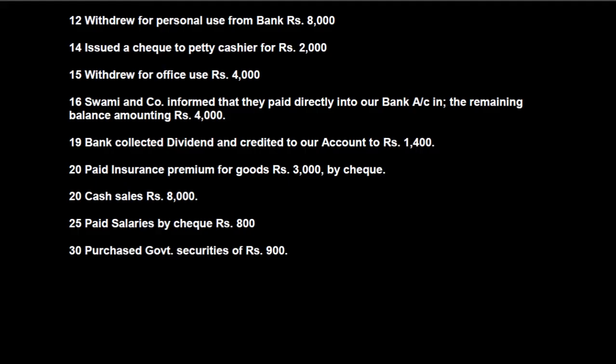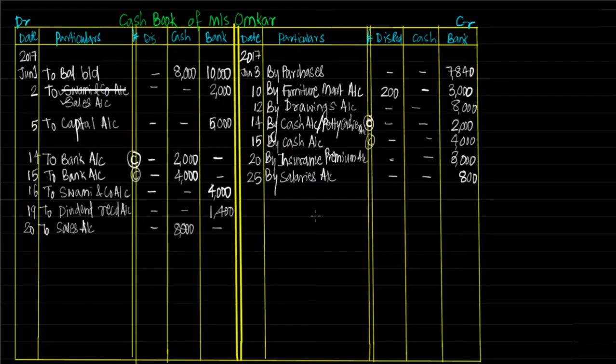Last transaction is on 30th of June, purchased government securities rupees 900. So here again investments are real account. Rule of real account says debit what comes in, so we are debiting investments and credit what goes out. Bank balance is getting reduced, so we would write 900 in the credit side of cash book. So here we have covered all the transactions. Now it is time to have totals in both the sides.